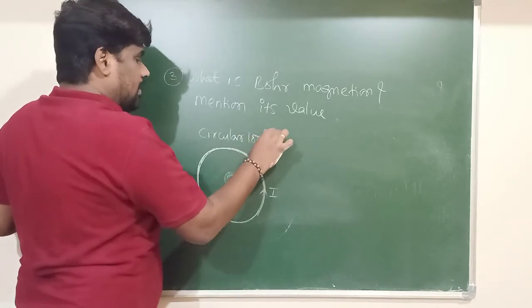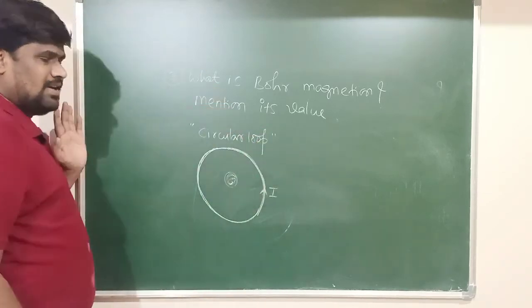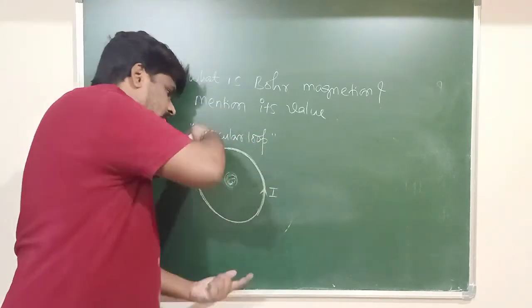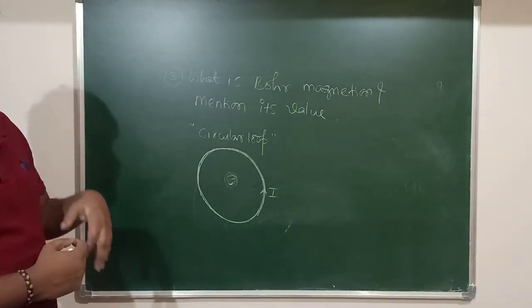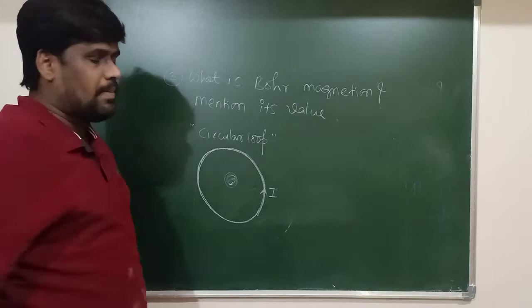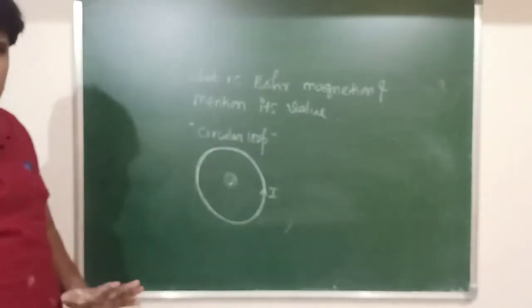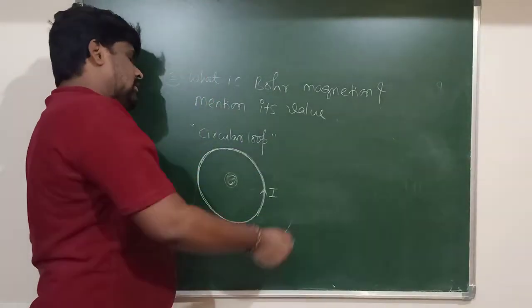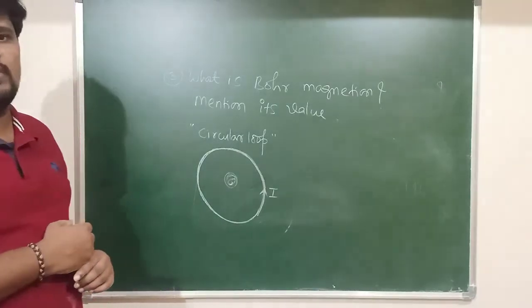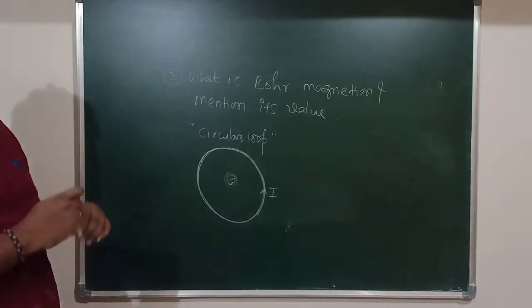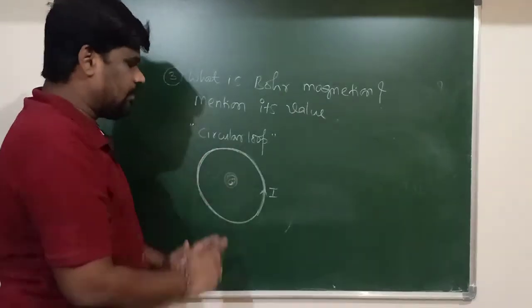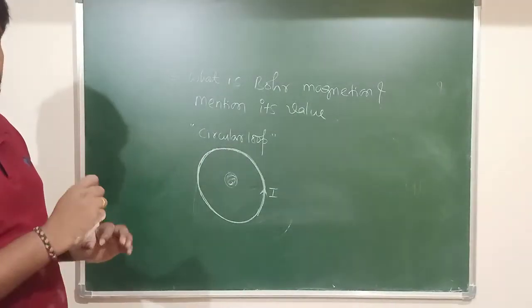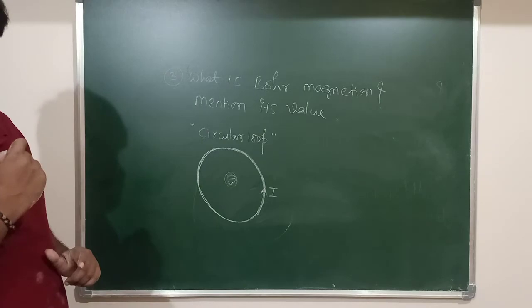This orbit is similar to what? Circular loop. Around this circular loop, definitely there exists a which field? Magnetic field. Here also magnetic field is produced. At the same time that revolving electron will be having the property called magnetic moment.